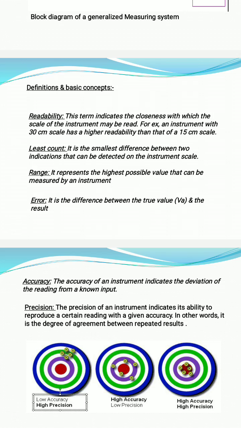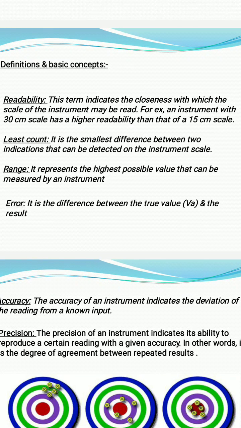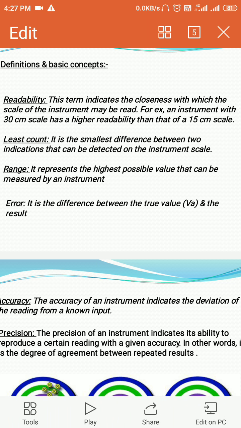The first is readability. What is the meaning of readability? Readability is the ability of an instrument to read the reading, or it indicates the closeness with which the scale of the instrument can be read. Correct? Readability, the ability of an instrument to indicate the reading clearly, is called readability. What is least count? Least count is a very important term in measurement. The smallest measurement that can be done by an instrument is called least count.